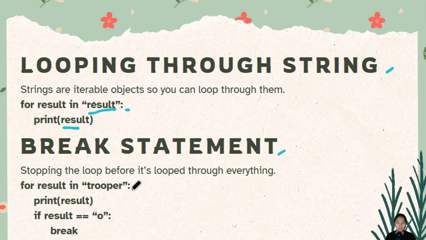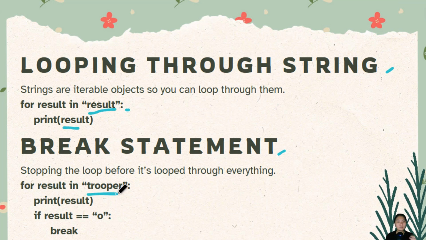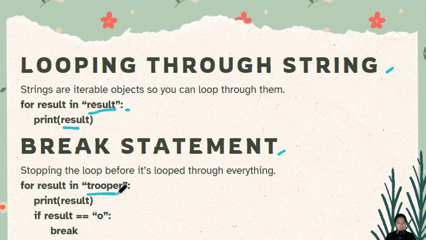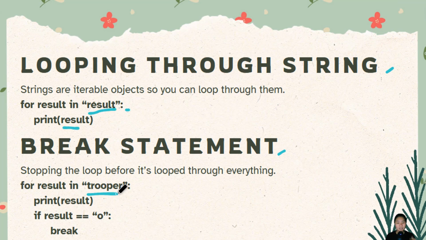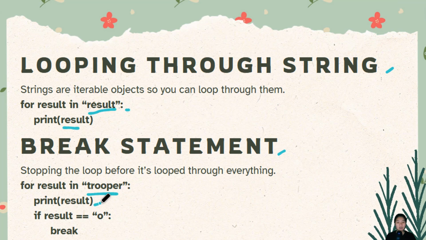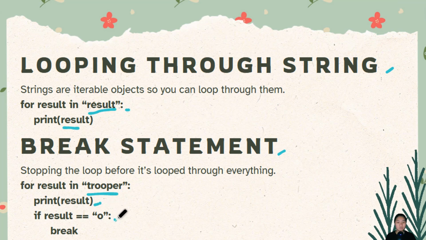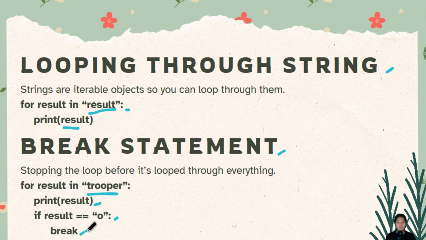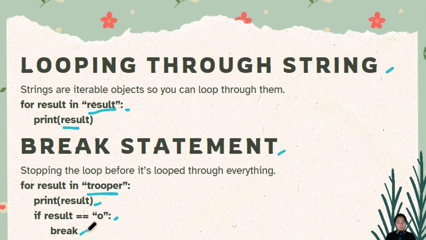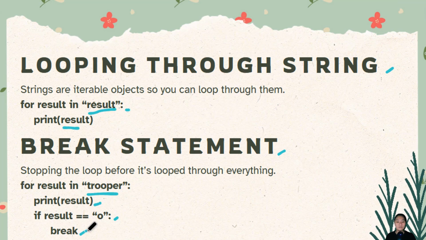We have for result in "trooper", and I want to mention that the word result here is just a placeholder. You can replace it with anything, okay? XYZ or just any sort of word. Print result, so we're printing through TRO, and then we go down here. If result equals to O, break. So we're printing TRO, first instance of O, we stop. Therefore, we only have TRO, okay?